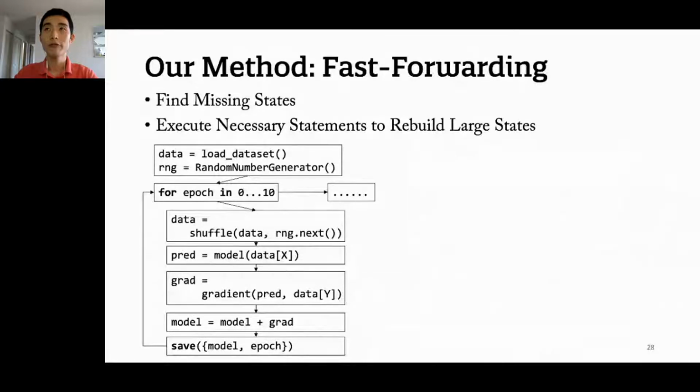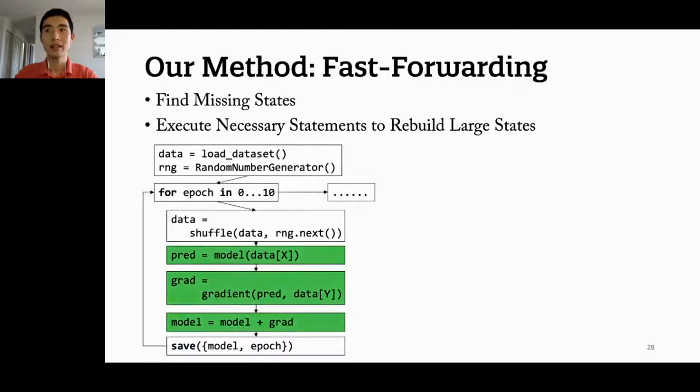For example, the variables are data and RNG. Then to rebuild their states, we rerun the statements that will affect their states. Here we can see that the statements marked in green will not affect their states, thus we don't have to rerun them. The first statement, on the other hand, shuffles the dataset and has effects on the state of both data and RNG. Thus we'd have to rerun this statement to rebuild the state of data and RNG.